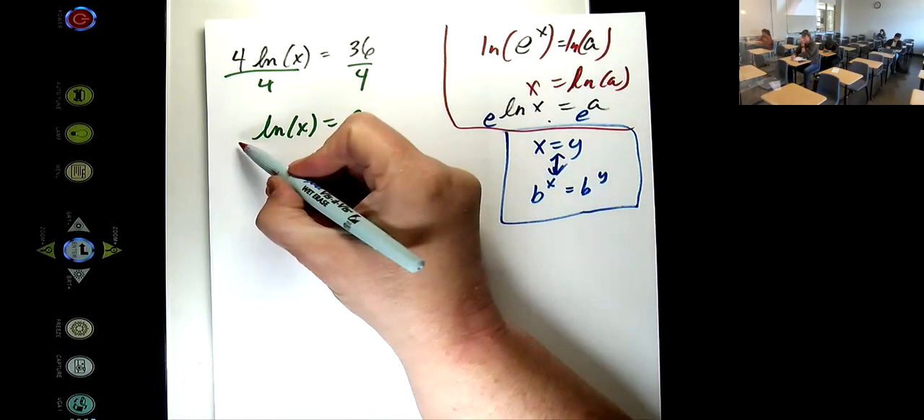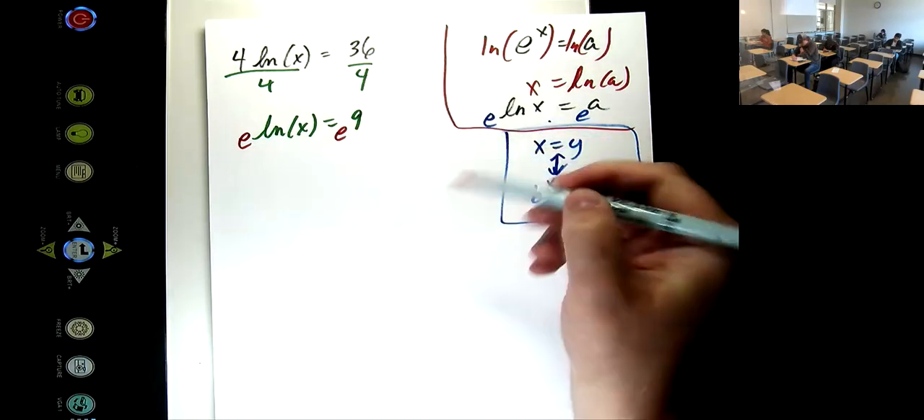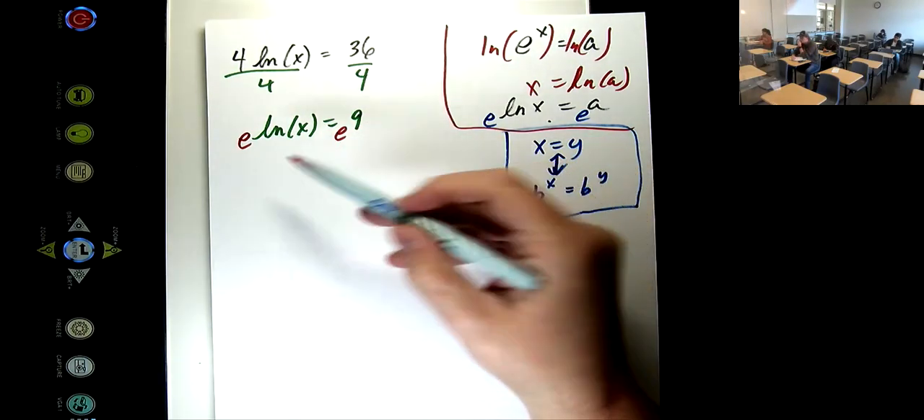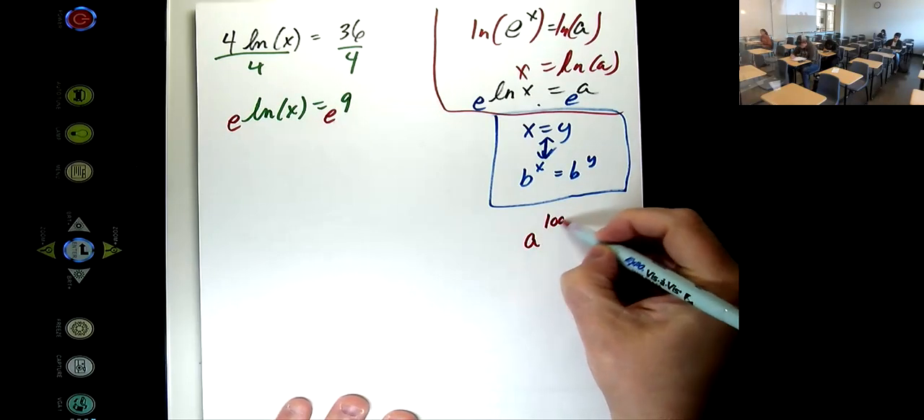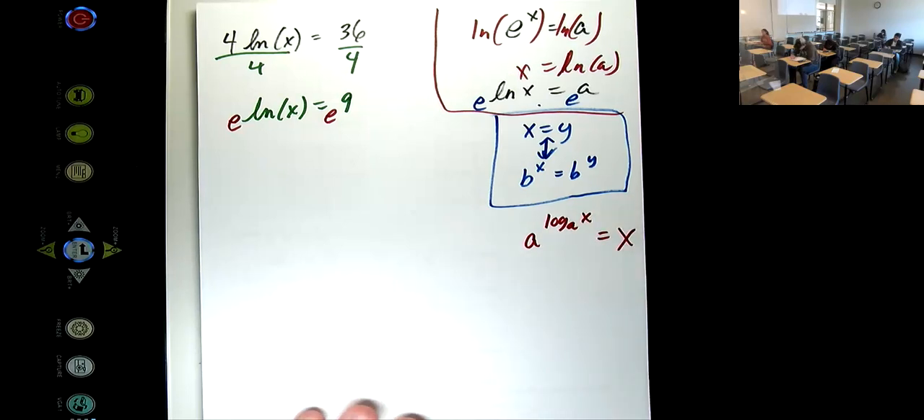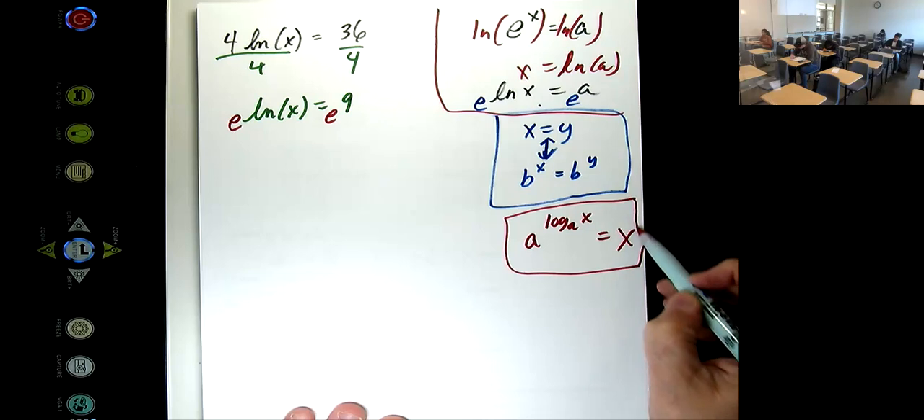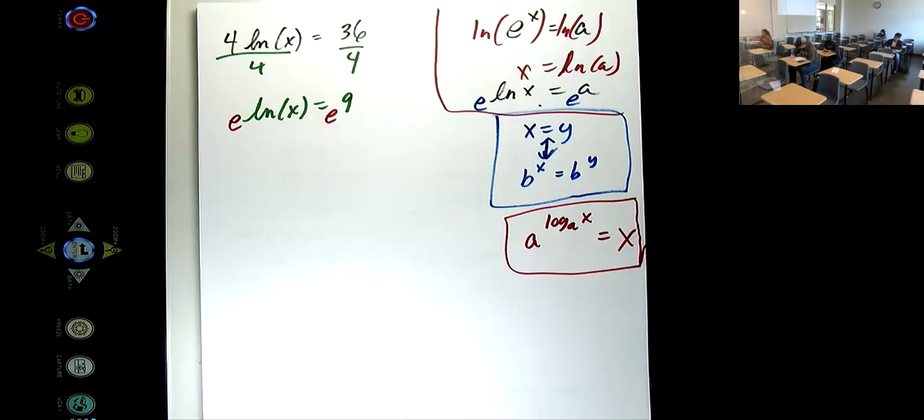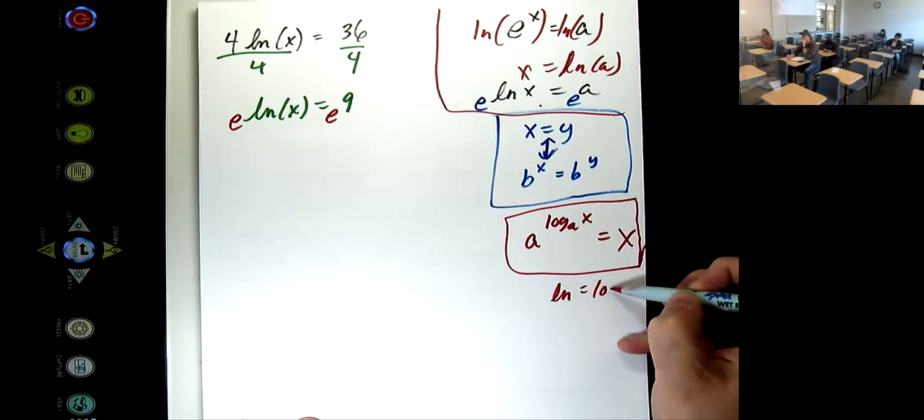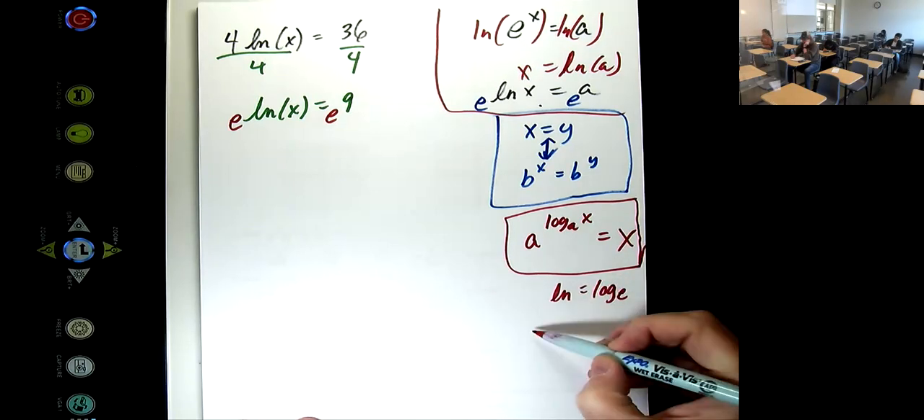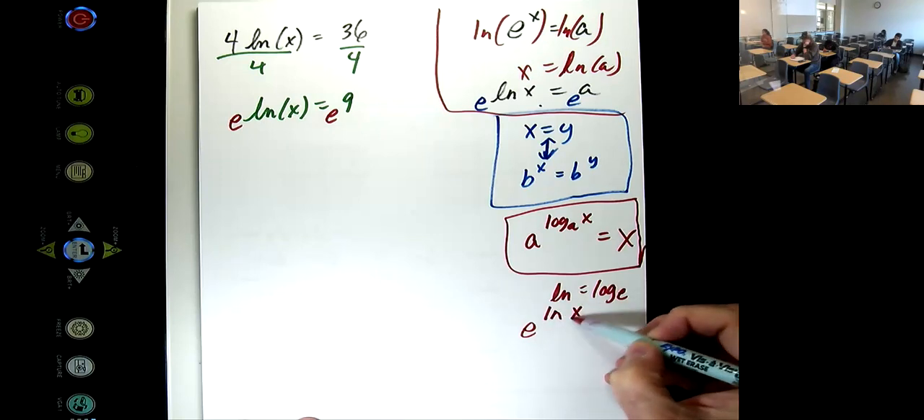And now I can treat both of these as exponents to e. I'm choosing e because, and we looked at this on Tuesday as a reminder, a to the log a of x is just x. This fell out. It was one of the last things we did on Thursday or Tuesday. Well, ln is log base e. So this would apply to e to the ln of x equals x.